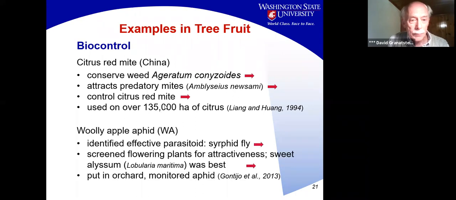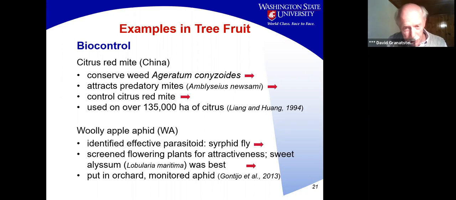And this was a great example because it spread to some 100,000 hectares of citrus, very much adopted at a commercial level. Another example along those lines would be the woolly apple aphid. This was really well controlled in apples while we were using broad spectrum insecticides. But now that those are gone, this pest is becoming more and more of a problem. And again, just like in the citrus example, there is a parasitoid. There are some syrphid flies that are known to be parasitoids of the apple aphid, but they're usually not around or not in high enough numbers.